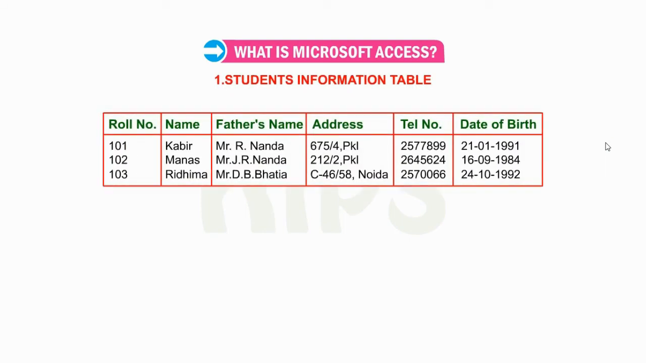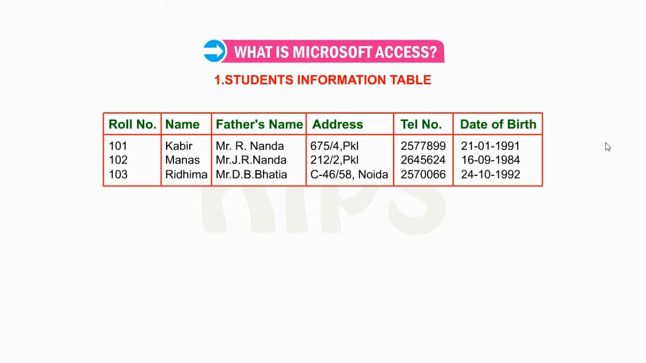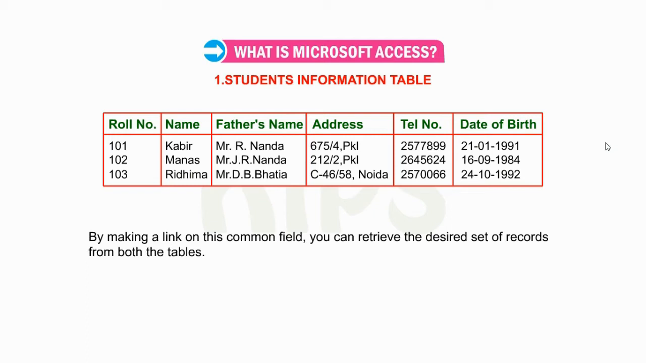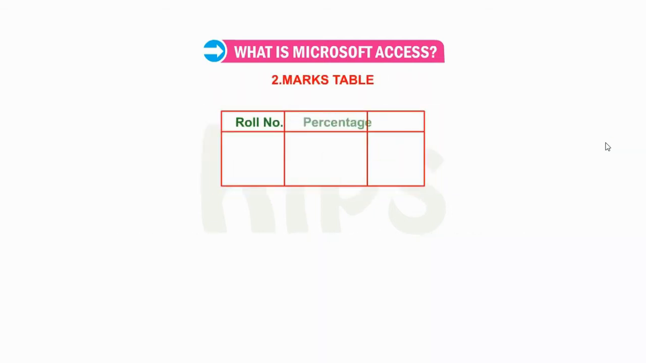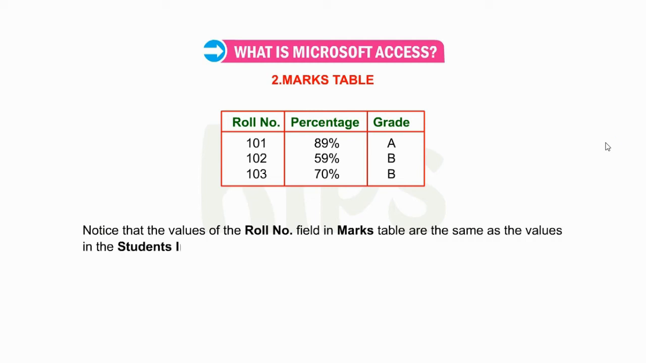Student information table. The student information table consists of information about students. To enter the details of students, percentage and grades, you do not have to enter all the fields in a separate table which have already been entered in the student information table. You will take only a common field in the second table. By making a link on this common field, you can retrieve the desired set of records from both the tables. Marks table. Notice that the values of the roll number field in the marks table are the same as the values in the student information table.